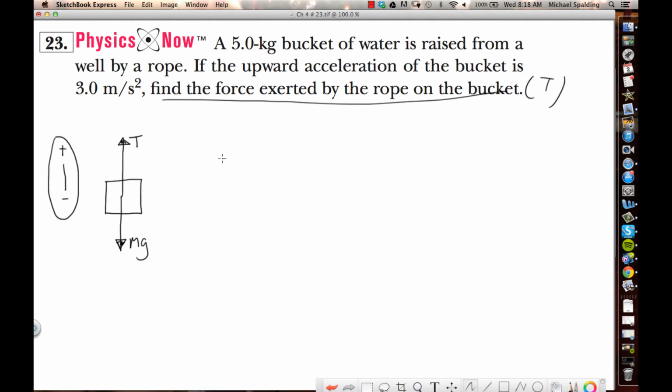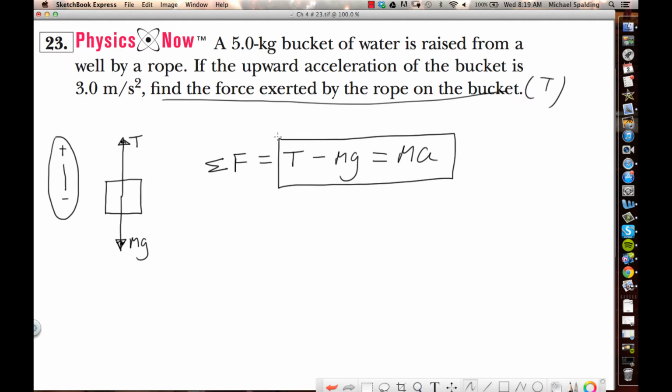So now we sum the forces. What is the sum of the forces always equal to? Ma. But let's sum them first. What are the forces on the bucket? Well, we have T up, so that's positive, and then mg down, so that's negative. So T minus mg. That's the sum of the forces. So what is the sum of the forces equal to? Ma. So this is the equation that solves the problem.